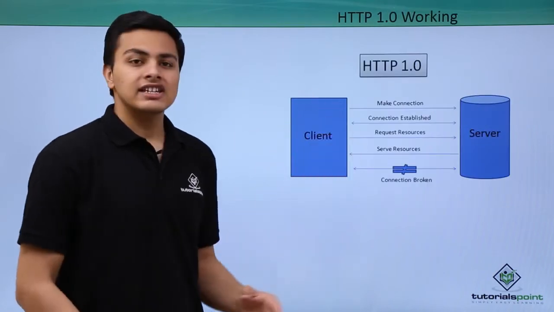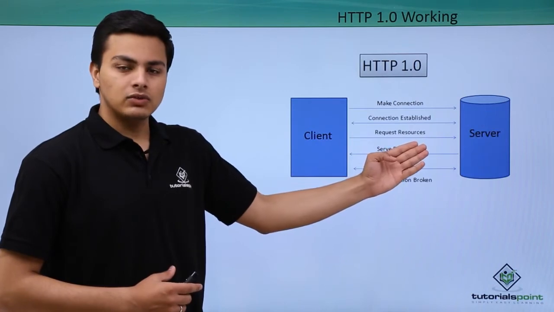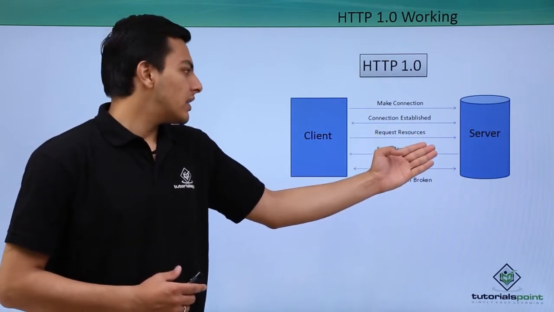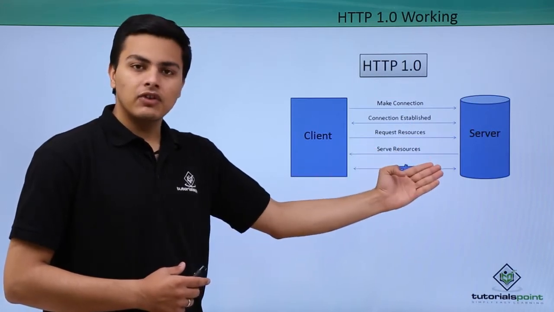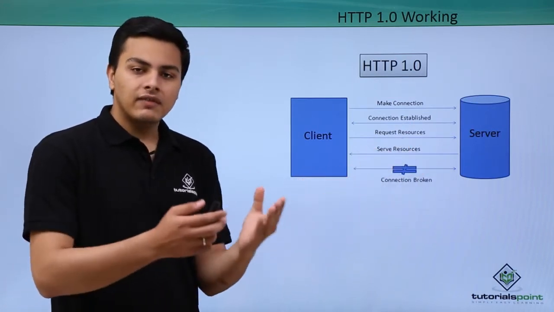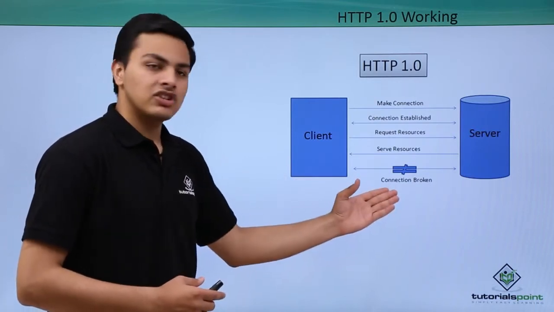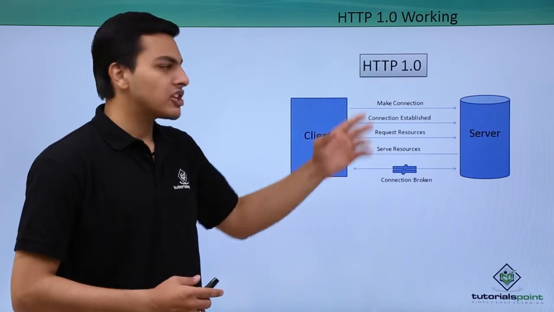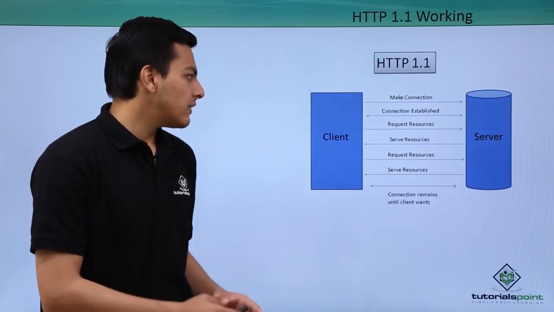So here you can see the HTTP 1.0 working. First of all, the client will send a request to the server for making a connection, and once the connection is established, the client will send a request for a resource and the server will serve that resource. And once the client got that resource, here you can see that the connection breaks. So this was in HTTP 1.0, whereas in HTTP 1.1, let's see what happens.